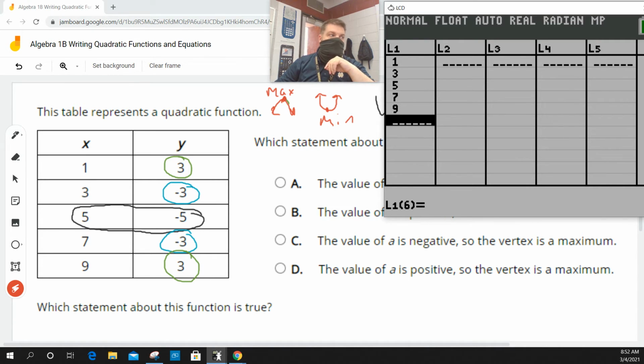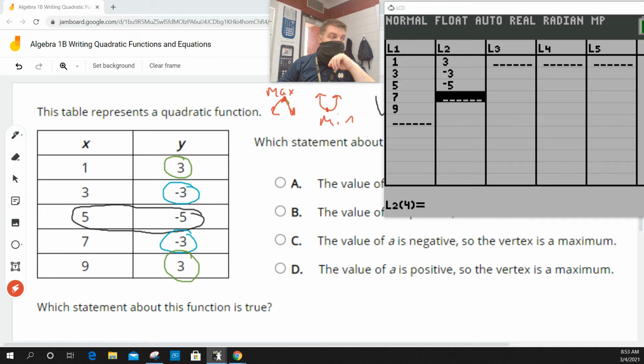Now, if I move the cursor to the right, it takes me to L2. So just move the cursor to the right. Now, what do you think I put in there? What do I put in? I'm going to put in a 3. So I'm going to put 3. What do I put in next? Negative 3. Next.